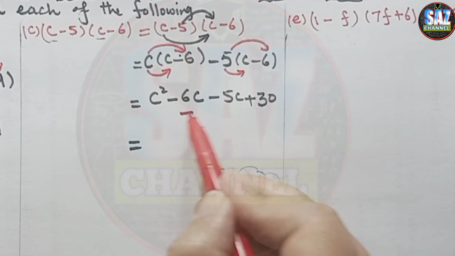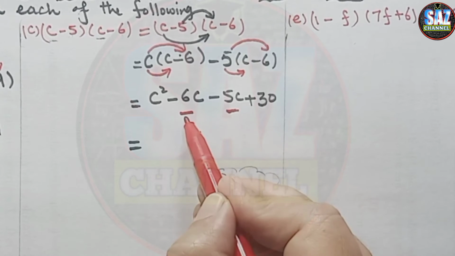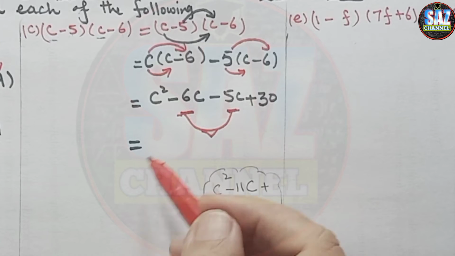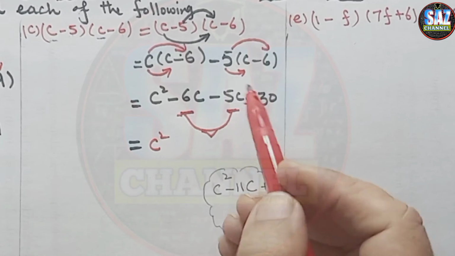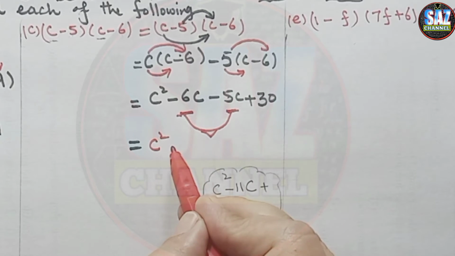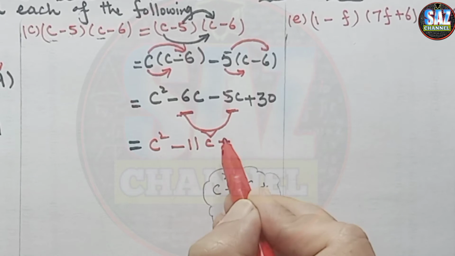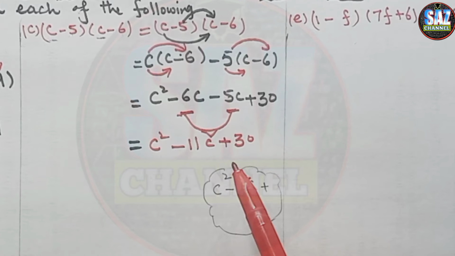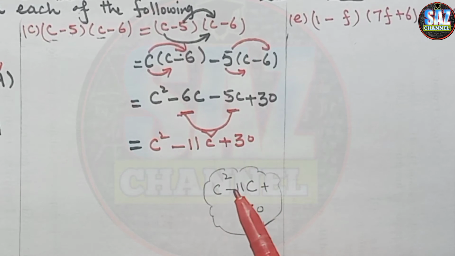So what we have to do, we have to solve the like terms carefully, and this will become c square, and 6 plus 5 is 11. This is 11c plus 30. Okay, this is the answer that we are getting after complete and proper multiplication.